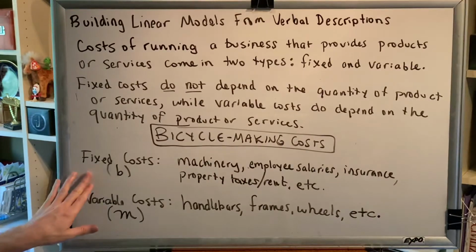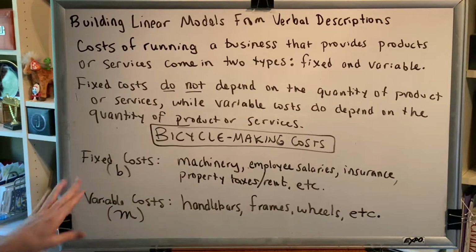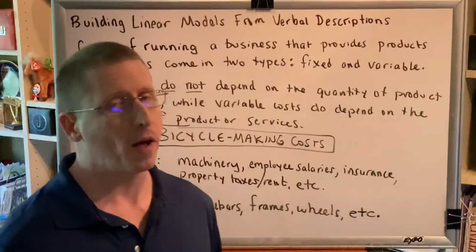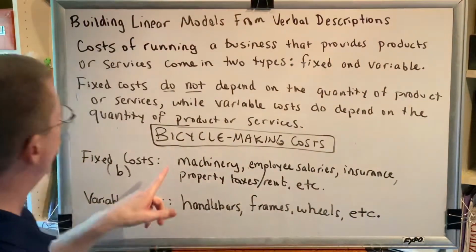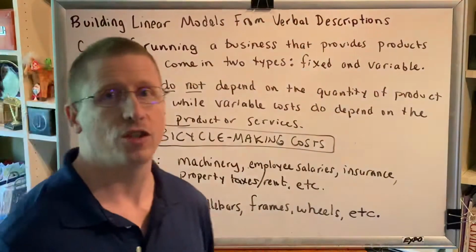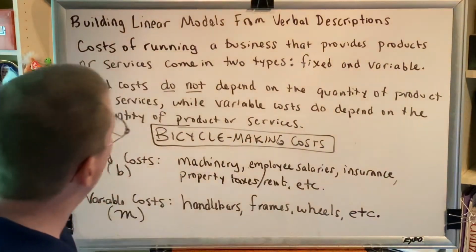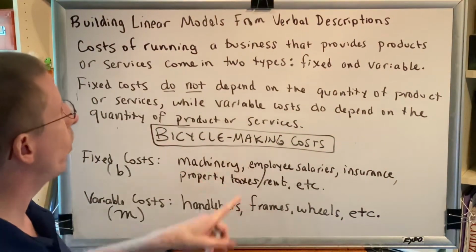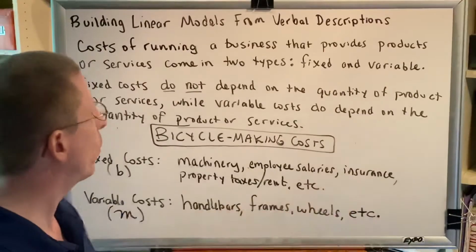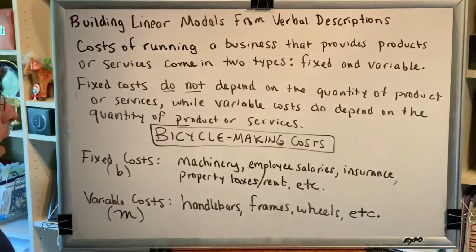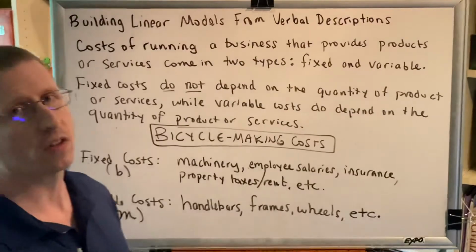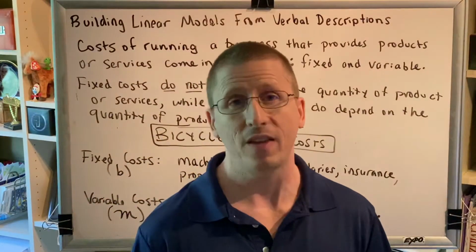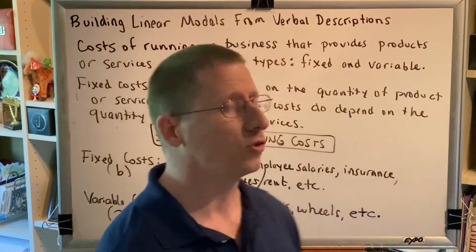First, let's talk about the fixed costs of running a business. These are costs that you have to pay no matter how many bicycles you make. You have to pay for the machinery that's used to assemble bicycles. You have to pay your employee salaries. You have to pay for insurance, and you have to pay for property taxes or rent for the facility where you intend to either make these bicycles or sell these bicycles to the public.